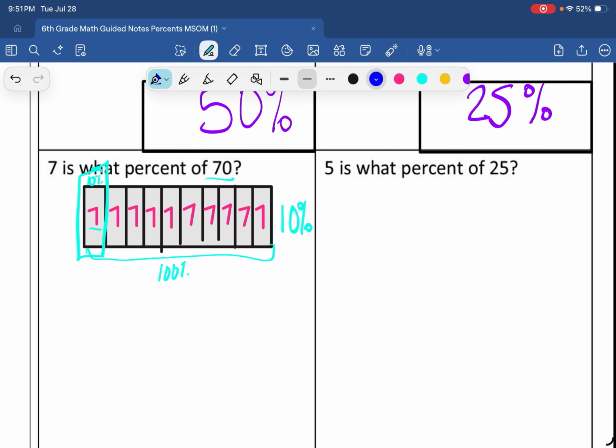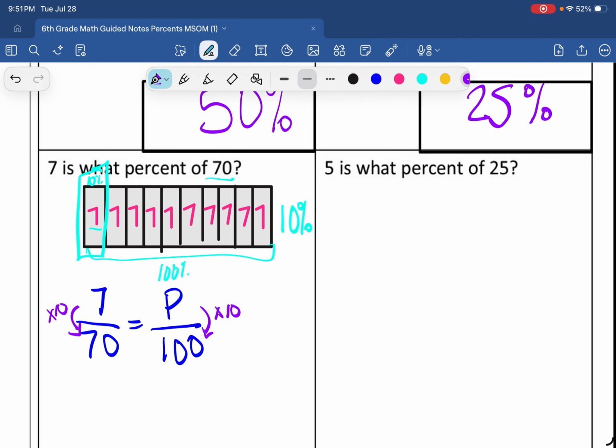Using equivalent ratios, my part to whole is 7 out of 70. Don't know my percent, but it's out of 100. Looking for multiplicative factors, 7 times 10 is 70. Some number times 10 is 100, and that would be 10%.